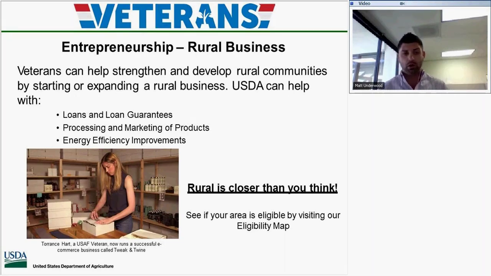So there are loan guarantees through our Rural Business Service. We've got some programs that can help with the processing and marketing of your products if you are a grower. So I'll just give a quick example of that. If you grow strawberries and you want to turn it into jam, there are programs out there that can help you with the processing piece, the business plan, marketing plan, and marketing of that product, which is really great, right?